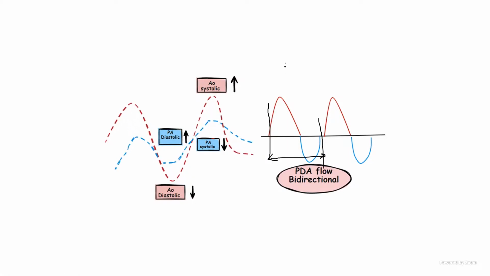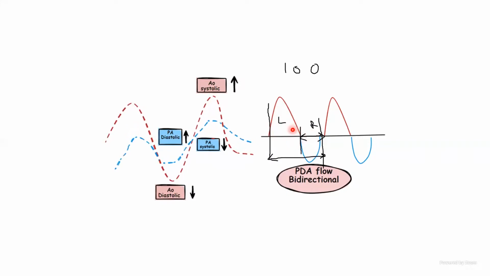Suppose this is 100 milliseconds, because on the x-axis there is time. So this is your left to right and this is your right to left. Then you take the time in which the shunting was right to left. From here till here is 100, and from here to here it is right to left. Suppose this is 30 milliseconds. So 30% of the total cycle is right to left, 70% is left to right.